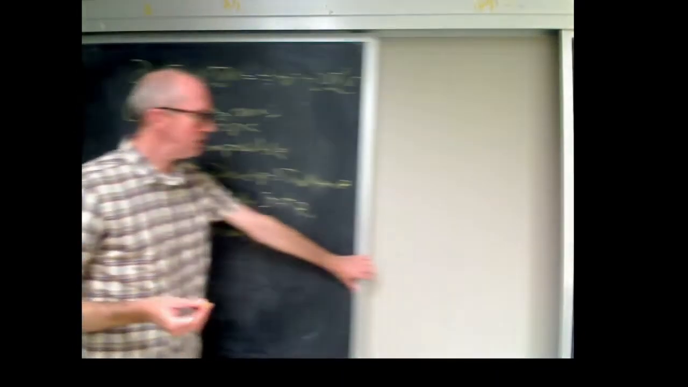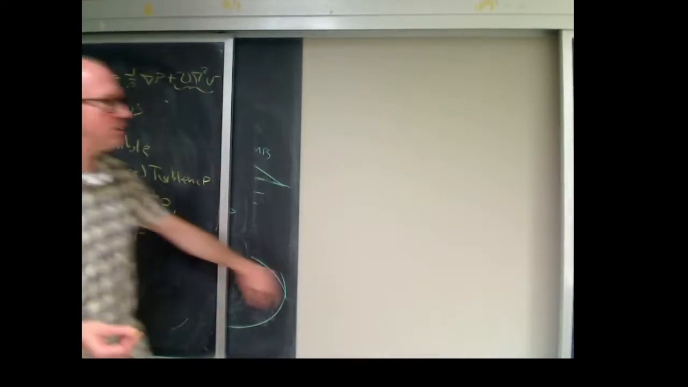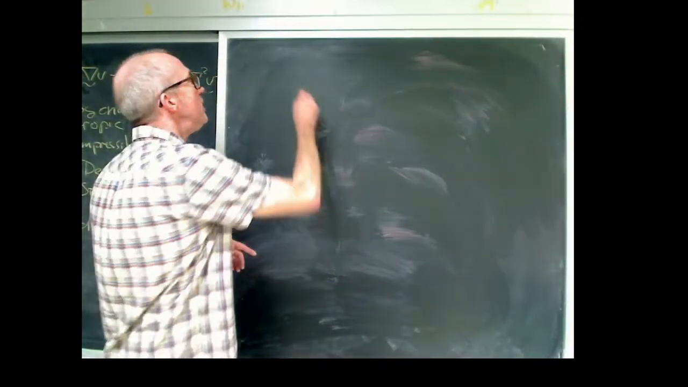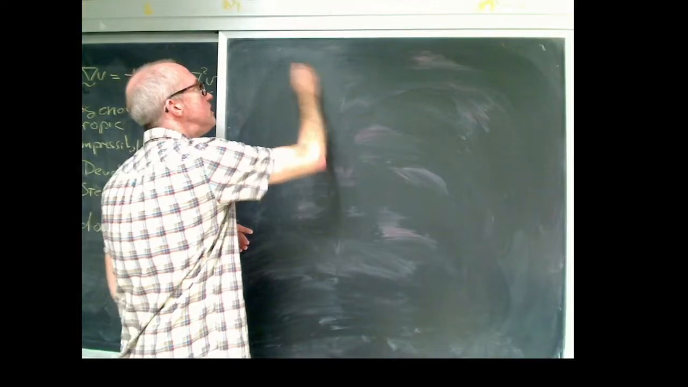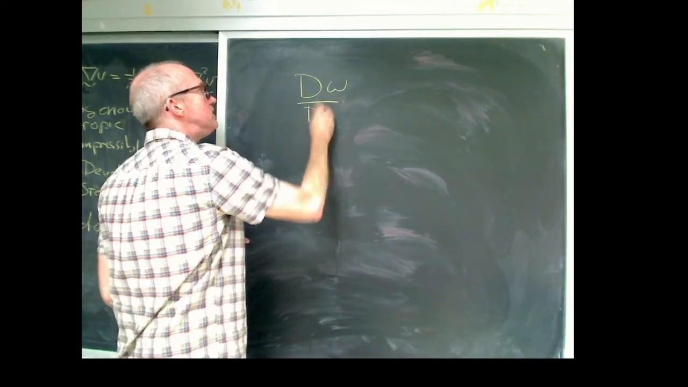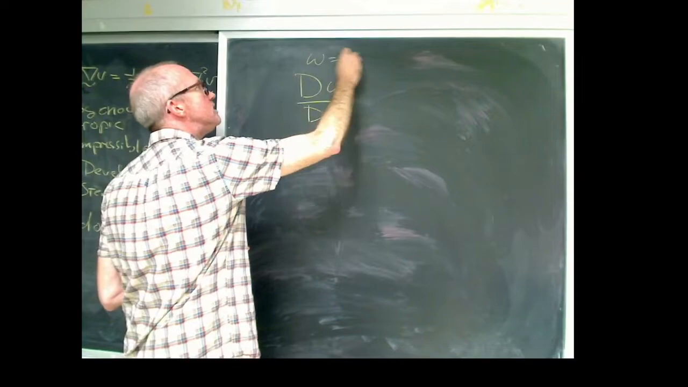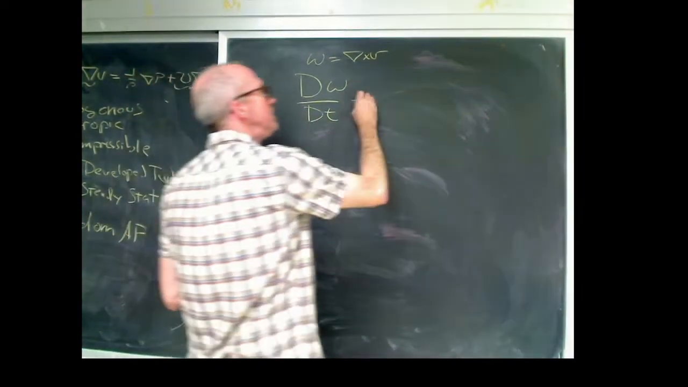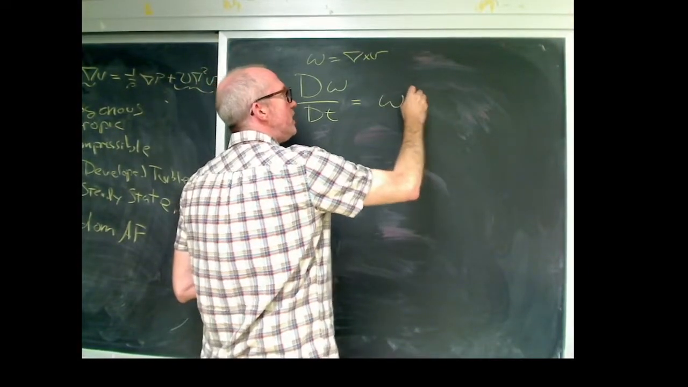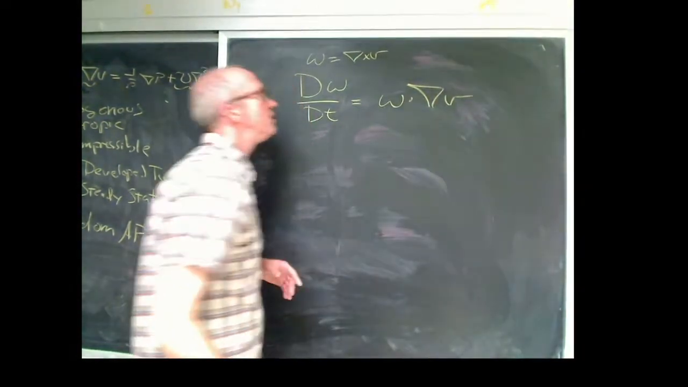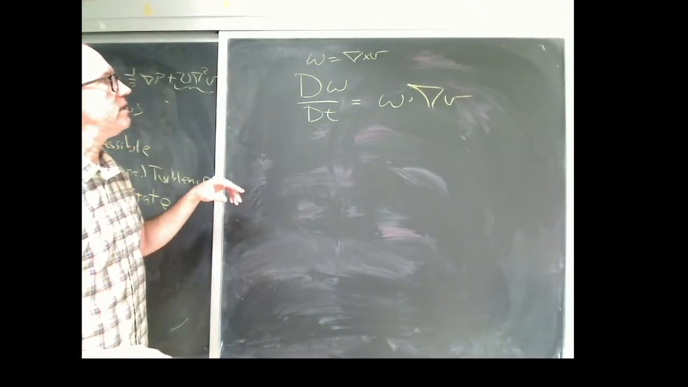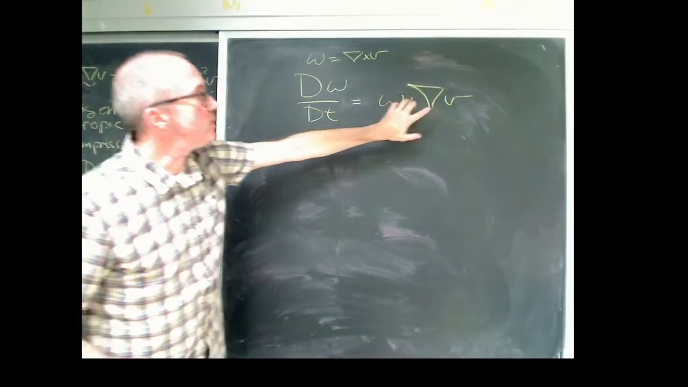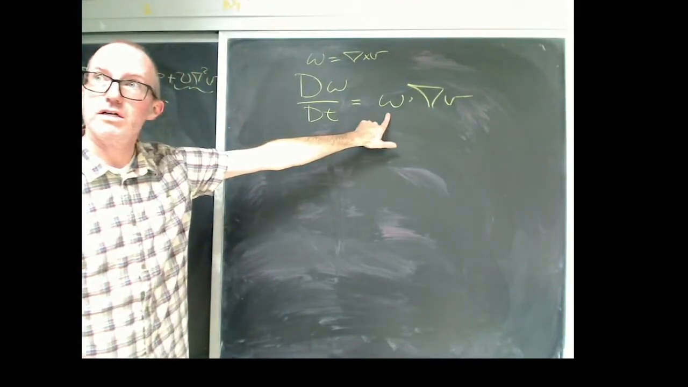I'm not going to do it all the way because I did it in the lecture that's online, and I'm going to make you do it for homework. But one thing that you can show is that d omega dt, remember omega is the vorticity and it's the curl of the velocity, d omega dt is omega dot grad v. And what this means is this is the derivative of velocity along a vortex line.